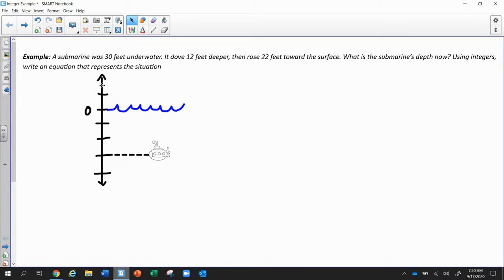So what I've done here is I've created just a number line, and it's going to go up and down. And we can think of 0 as the water level, and above the water level would be positive. And I'm just going to count by tens since it's 30, and below the water would be negative. So we'll call that negative 10, negative 20, and negative 30, right? So it's 30 feet underwater, so he's negative 30 feet.